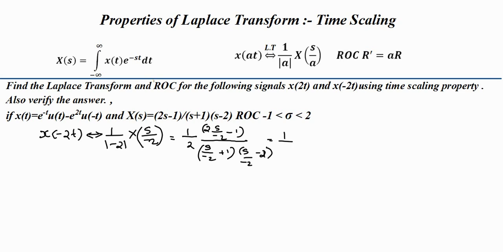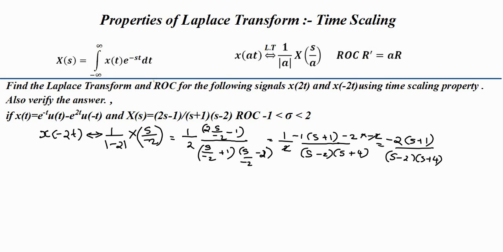After simplification, it becomes 1/2, and in the numerator, if you take -1 common, it becomes (s+1). The denominator is (s-2)(s+4), and the numerator will be -2 into -2. The 2s get cancelled, and after cancelling the minus signs, it becomes -1. So we got -2(s+1).